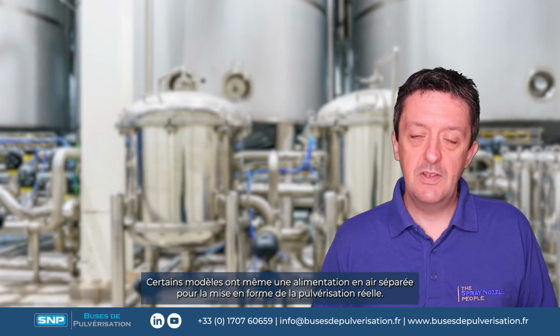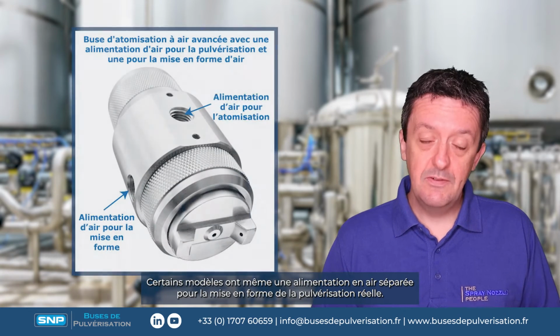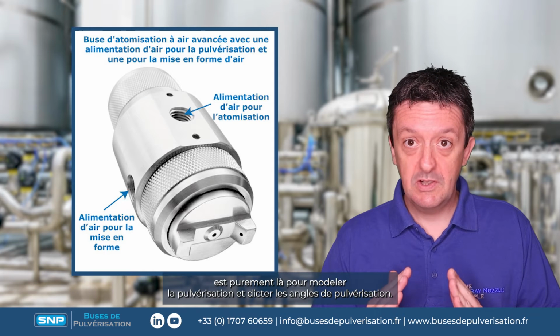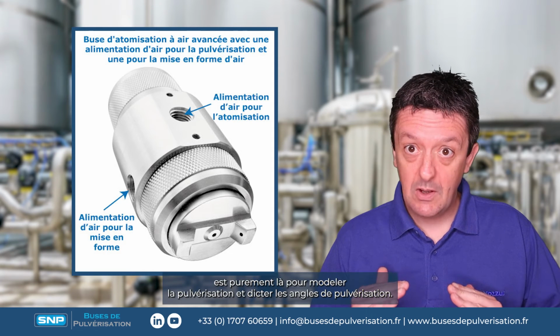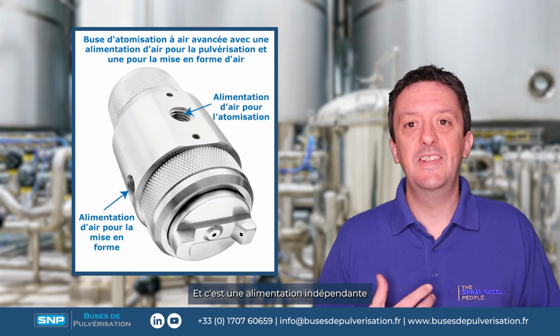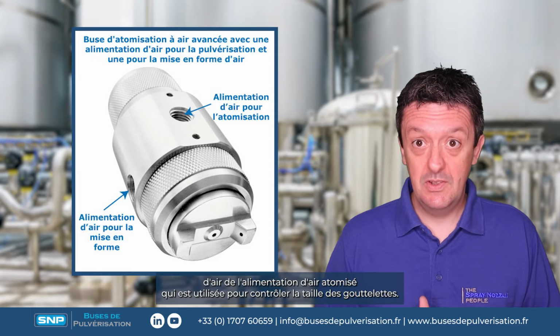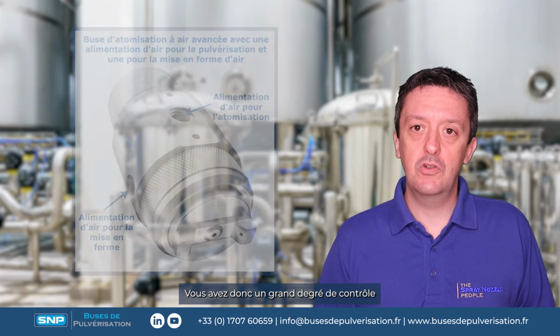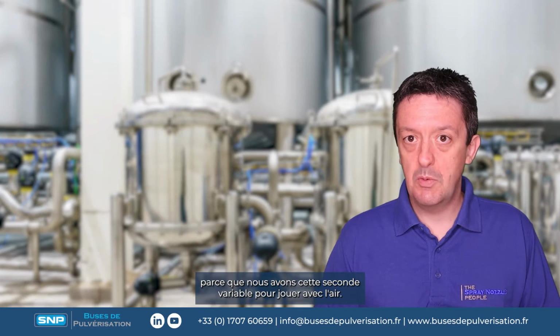Now some designs even have a separate air feed for the shaping of the actual spray, so this air is purely there to shape the spray and dictate the spray angle, so we can vary that. That's an independent air feed from the atomizing air feed, which is used to control the droplet size, so you get a great degree of control. So we've got this second variable to play with, the air.